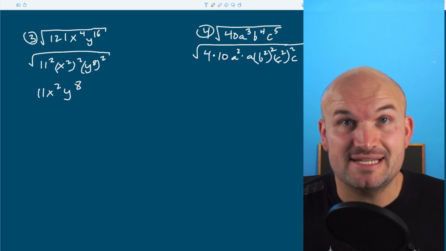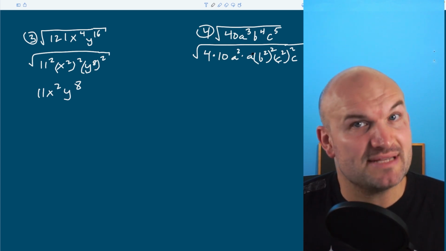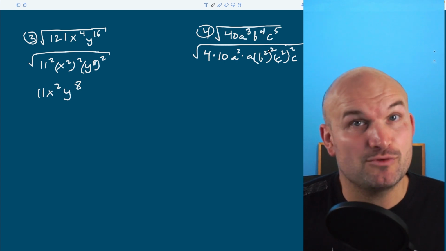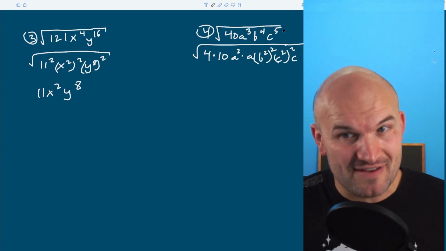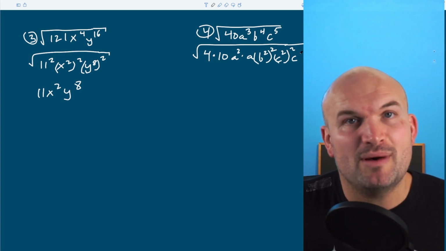Okay, so now what you can see here is I rewrite 40 times 4 times 10. I rewrote a cubed as a squared times a, rewrote b to the 4th as b squared squared, and I rewrote c to the 5th as c squared raised to the second power, which is technically c to the 4th, and then multiplied times an extra c.